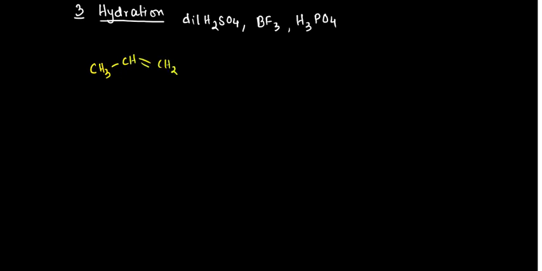CH2. Okay. So first of all, see, when you are giving acid, the water adds with acid. Water adds with this acid H plus and forms hydronium ion. So the hydronium ion comes in front of this alkene.